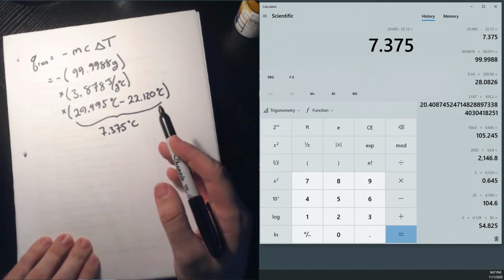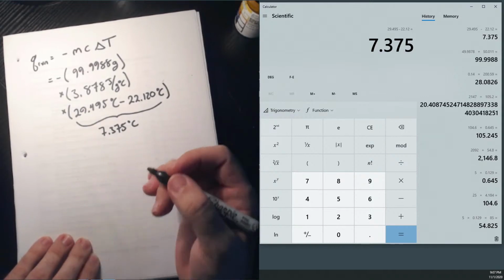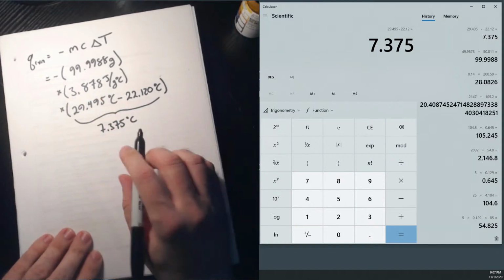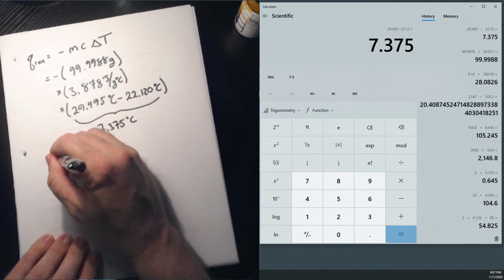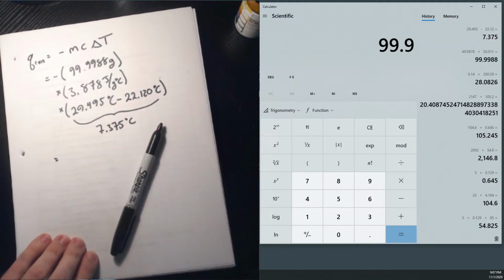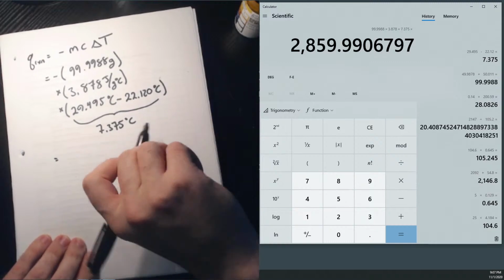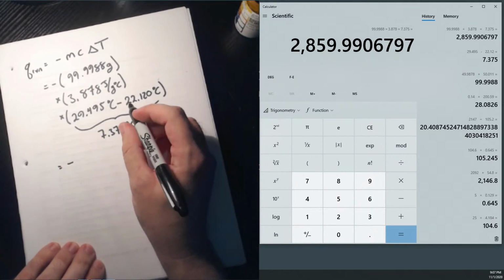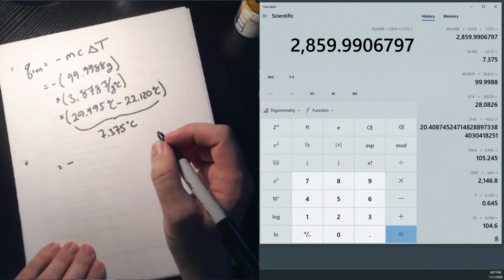So it's a positive change. So this is going to be an exothermic reaction. So we're going to get a negative value for Q. So now we can multiply these three numbers together. 99.9988 times 3.878 times 7.375. Q is equal to negative 446. So we're going to have four significant figures.